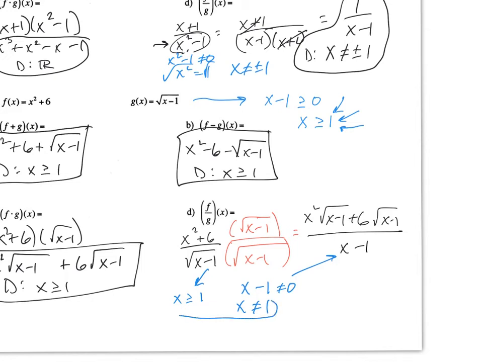Well, you have to combine these two. You can't just write out all these little separate parts of the domain. So our domain would then be, if we combine them, x is greater than or equal to 1, but it's also not allowed to equal 1, so it's just going to be x is greater than 1.